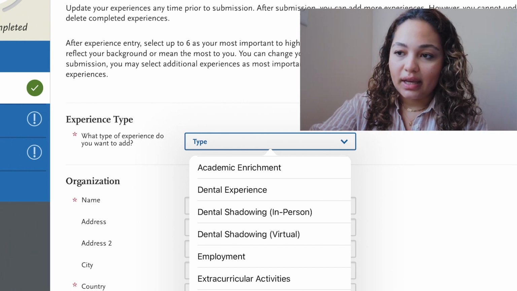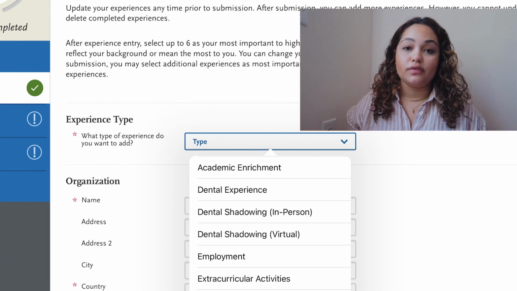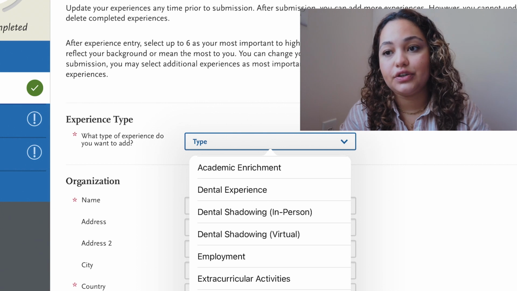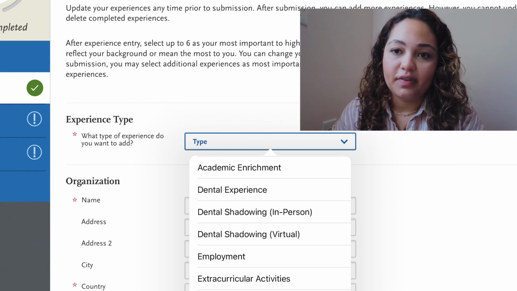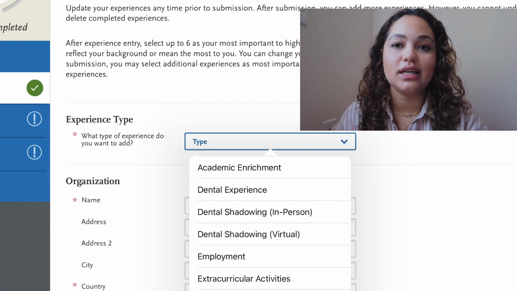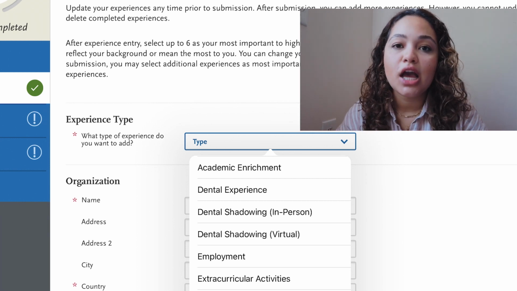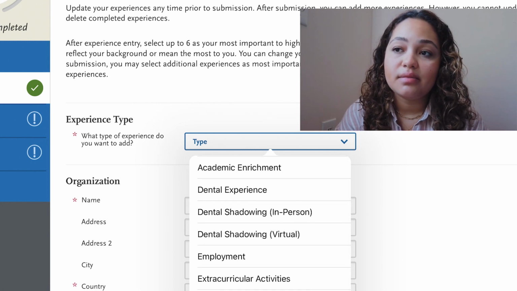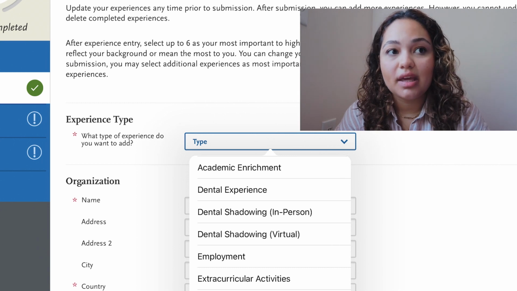Now, obviously, shadowing is pretty self-explanatory. Most of you know what shadowing is. It's when you follow a doctor or doctors around, or any healthcare professional, right? You follow them around, you see what their day is like, you see how they see patients, you observe their interactions, you may even be able to observe procedures depending on the office, and sometimes, even when you're shadowing in a dental office, you may be able to assist.